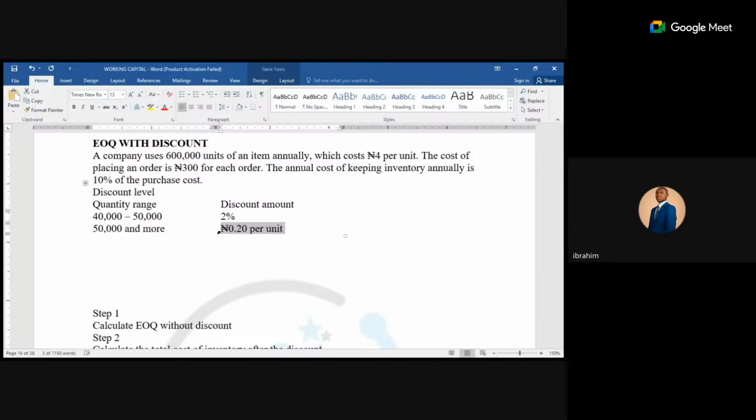Let's use 5%. Or should we do it? Okay, we can change it. We can do with or without, right? So this is the quantity range, and this is the discount amount.